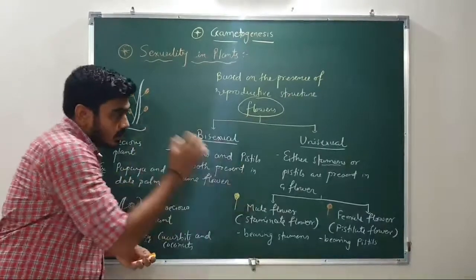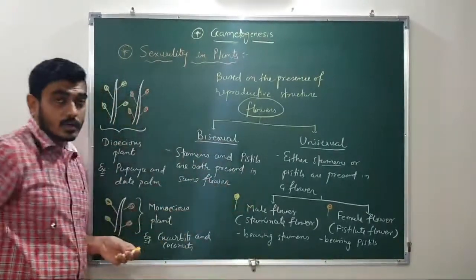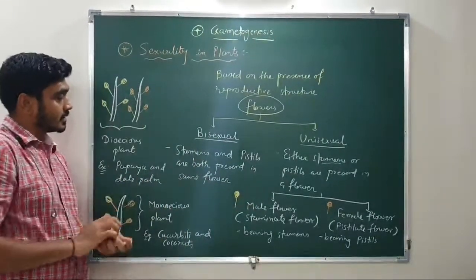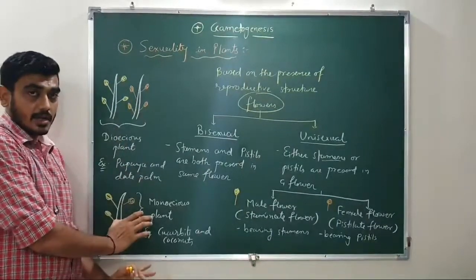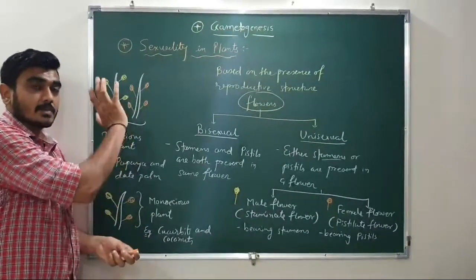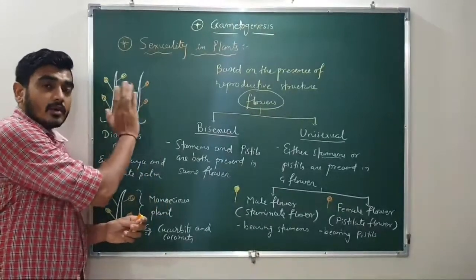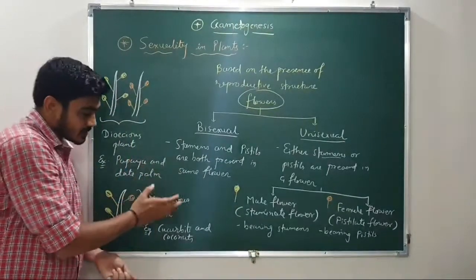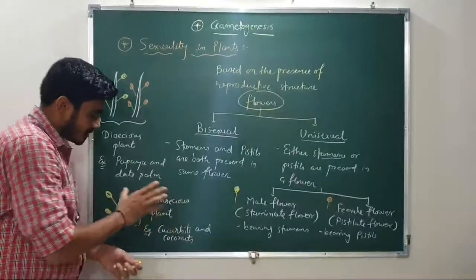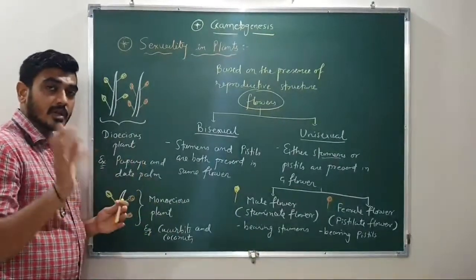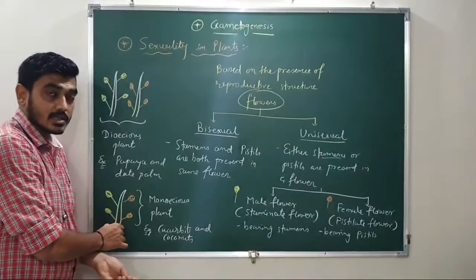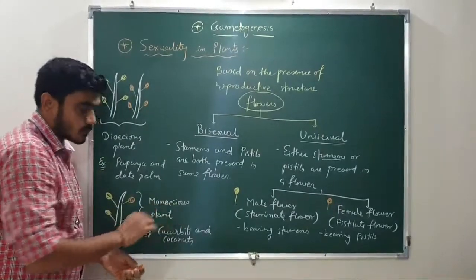Understood? So based on the unisexual flowers present in a plant, the plants are considered as dioecious and monoecious. Dioecious plants means the plant bears only either male flowers or female flowers. But monoecious plant means here male and female flowers are both present on the same plant, and therefore it is known as a monoecious plant.